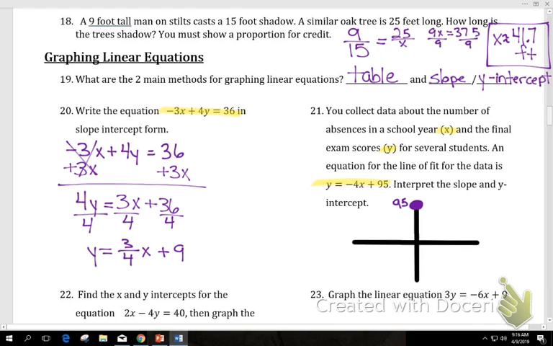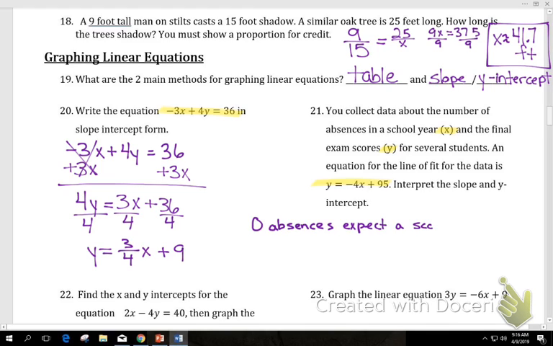No, I went 0. So what you need to understand about the y-intercept is that your X value here, what does X stand for? Absences. Your X value on the y-intercept is always 0, 100% of the time. Every single time. So now let's revisit the interpretation. When X is 0, and what was X? Absences. So when there are 0 absences, you would expect a score of 95, whatever that y-intercept value is.